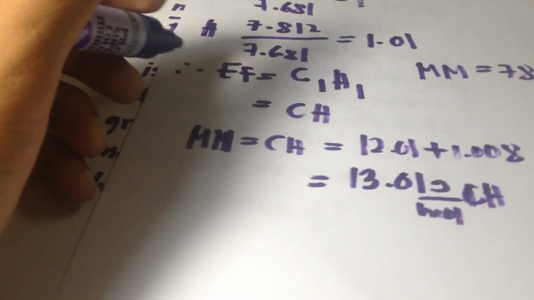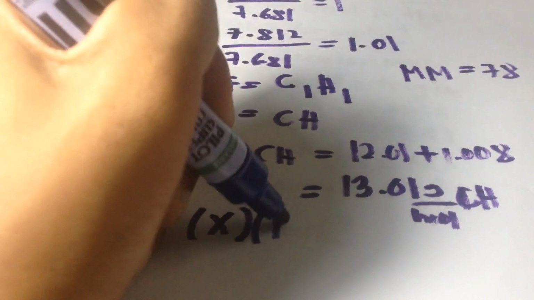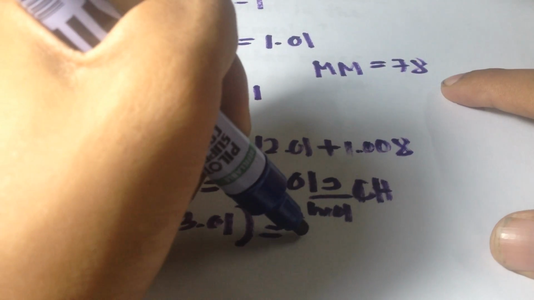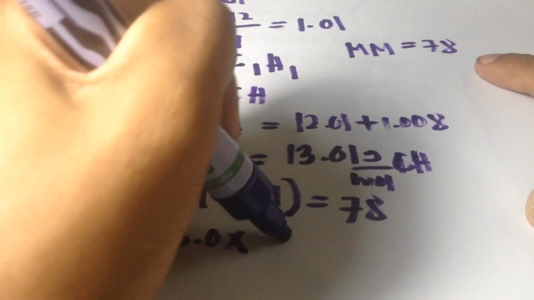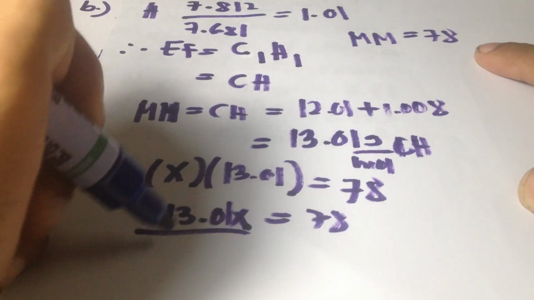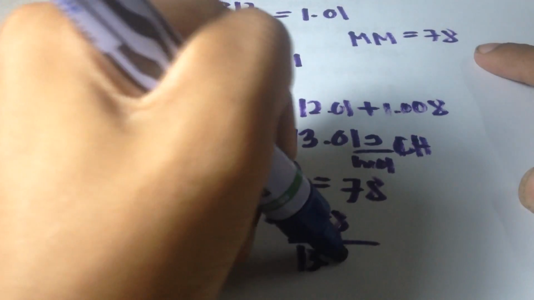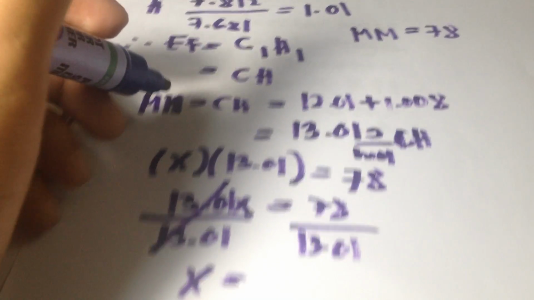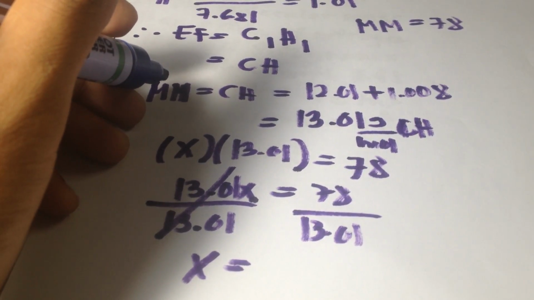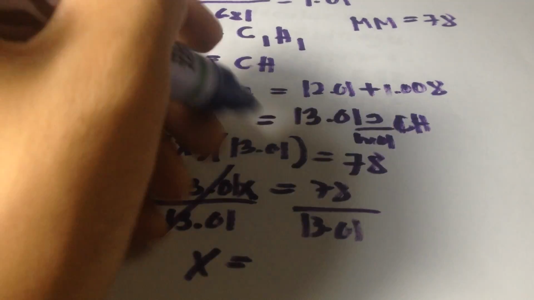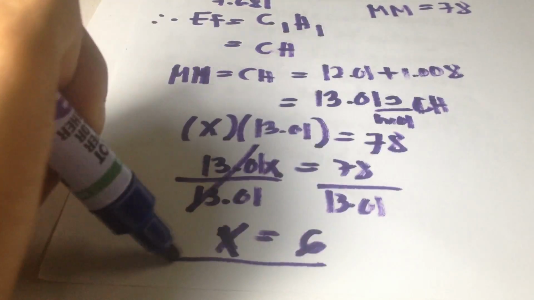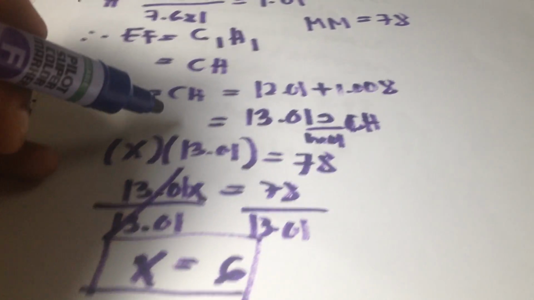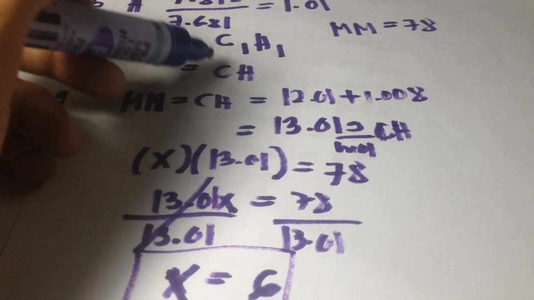Okay, so x times 13.01 is equal to the molar mass, which is 78, right? So 13.01x equals 78, and divide both sides by 13.01. So x is equal to 78 divided by 13.01, which is equal to 6. So the answer is 6. And this 6 will multiply the empirical formula, which is CH.